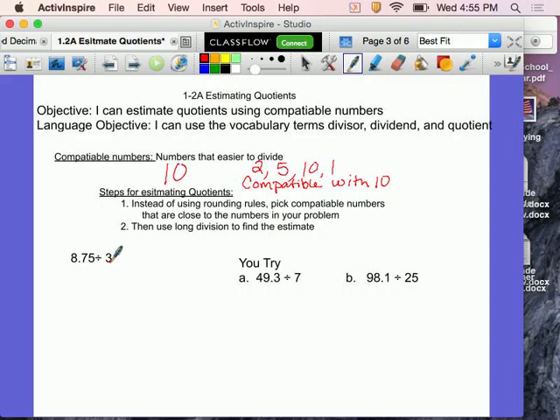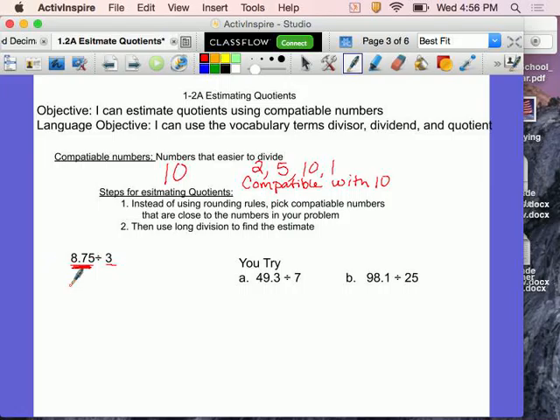So in this first problem here, we have 8 and 75/100 divided by 3. So we're going to go ahead and use compatible numbers. So kind of analyze what you have here. I have a decimal number and I have a whole number. Well, whole numbers are easy to work with. So can we find something to change 8 and 75/100 into that's compatible with 3? So what divided by 3 is something close to 8 and 75/100?